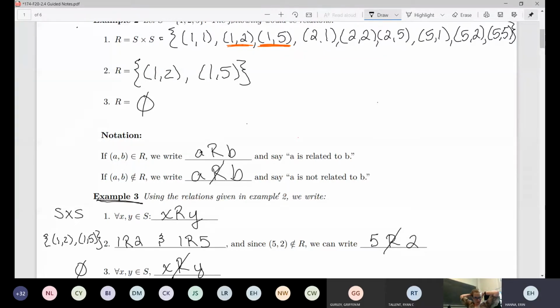So essentially, once we define these relations, if the point is in there, if you will, if it's in the set that we're considering to be the relation, we can say that the two elements are related to each other. If that point is not in the set, then we say that they're not related to each other.